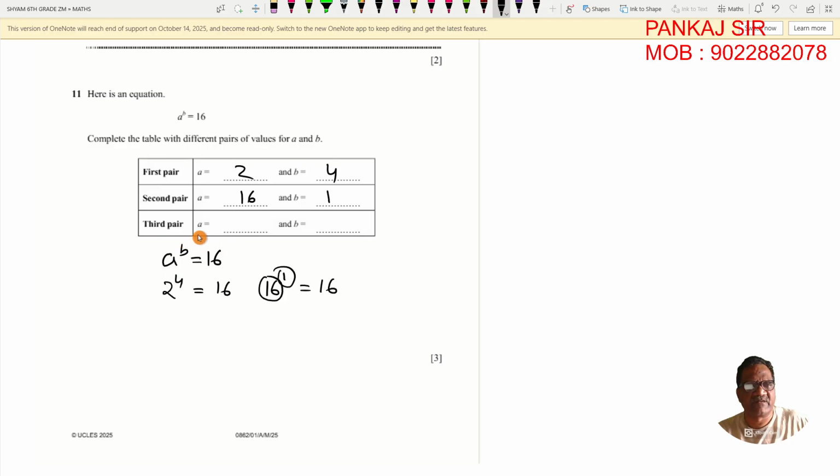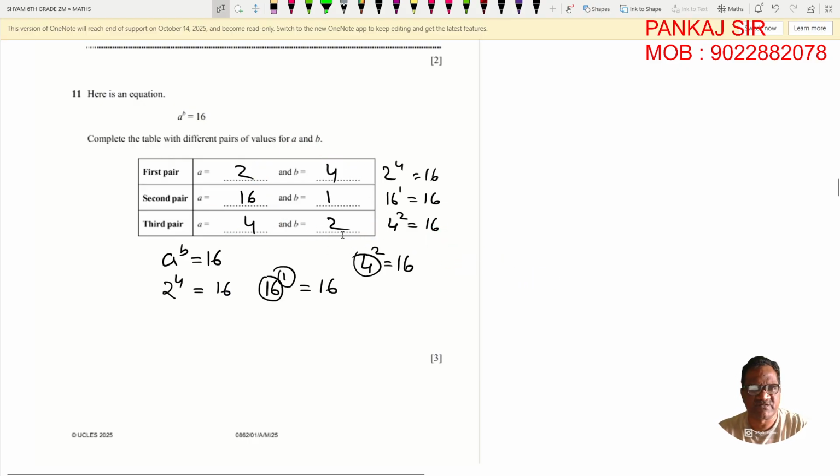And the third pair which is possible for a and b is 4 squared, which is also 16, right? So you can take a as 4 and b as 2. So these are the 3 possibilities: a 2 and b 4, so 2 raised to 4 gives you 16; a 16 and b 1, so a raised to b again gives you 16; then a 4 and b 2, so 4 raised to 2 again gives you 16. So these are your answers for question number 11.